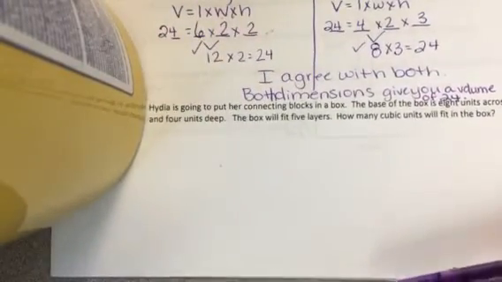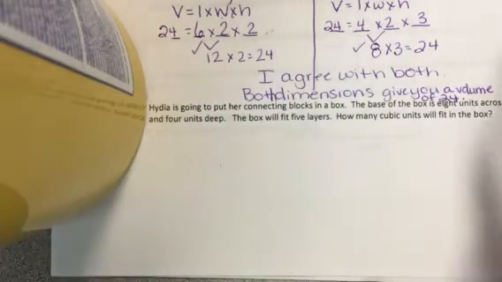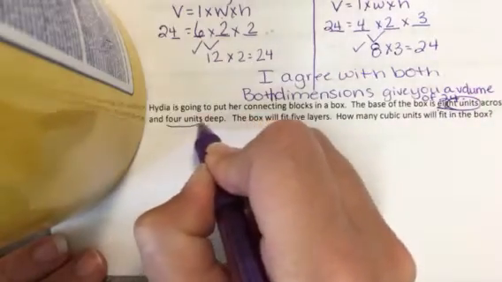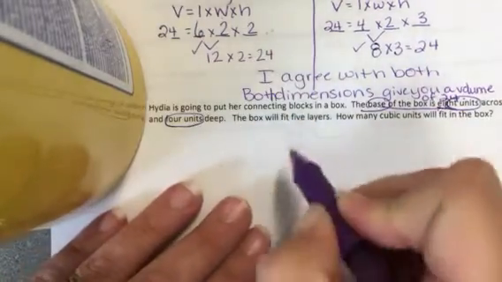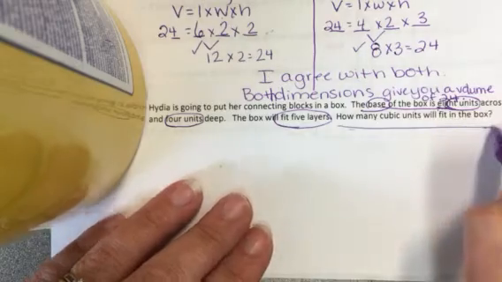Okay, let's look at Hydia. I'm not sure however you pronounce that name. She's going to put her connecting blocks in a box. The base of the box is 8 units across and 4 units deep. So this was the base that was 8 and 4. The box will fit 5 layers. How many cubic units will fit in the box?